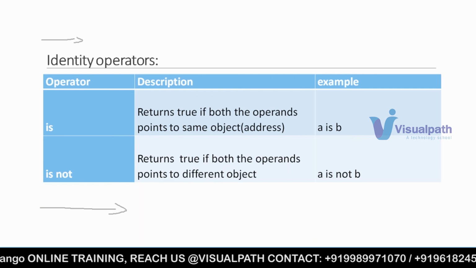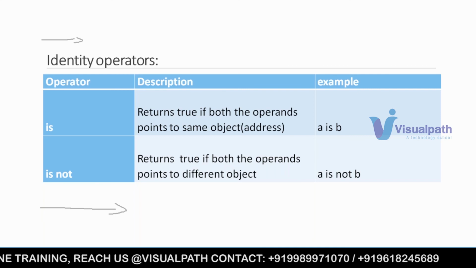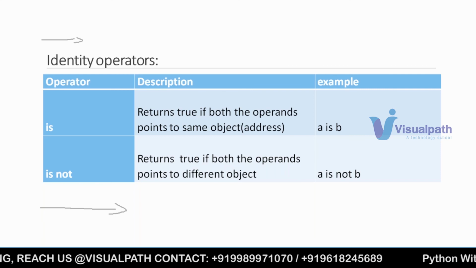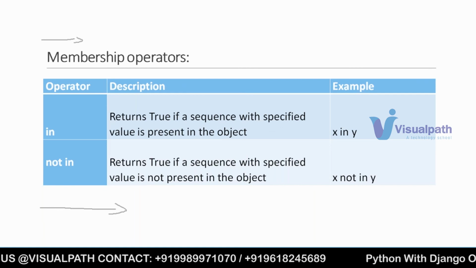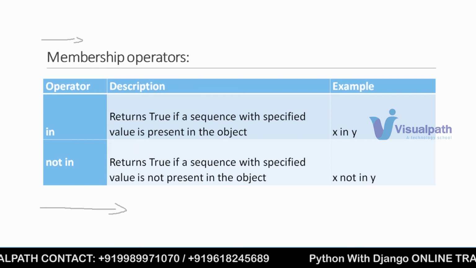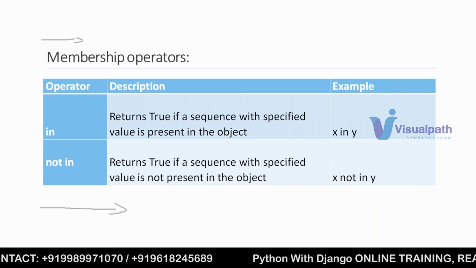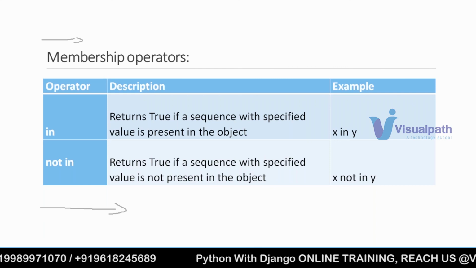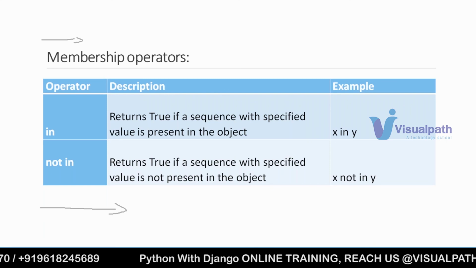So the first point you need to remember is the difference between equal to, not equal to, and the identity operators. Equal to and not equal to compare against the values. Is and is not compare against the address. In membership operators, we need to remember that these operators are applicable only on sequence data types, because we are searching, and when we are searching, definitely we need to traverse from left to right, correct?